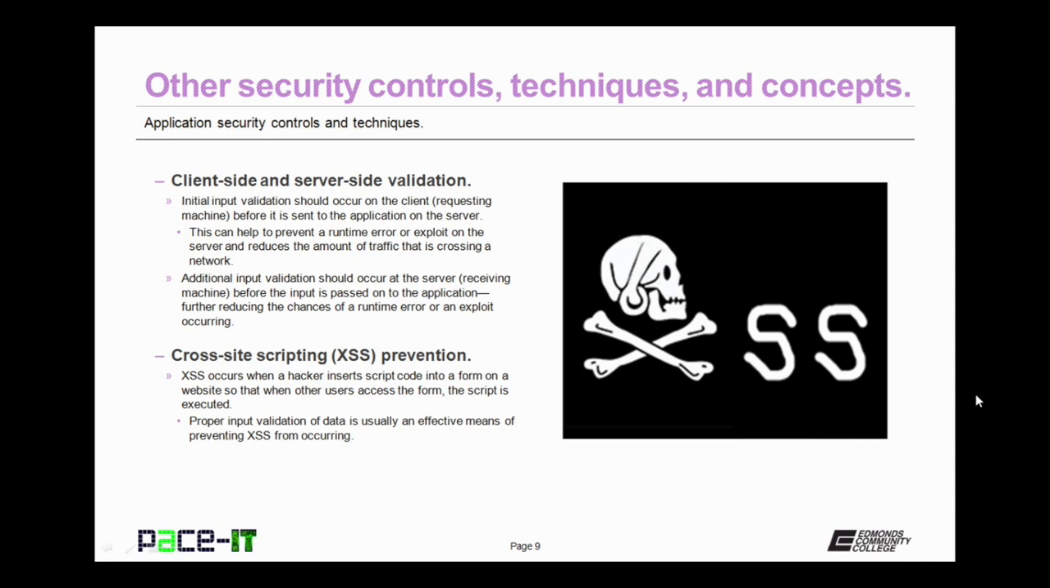Cross-site scripting prevention is also important. Cross-site scripting occurs when a hacker inserts script code into a form on a website so that when other users access the form, the script is executed. Proper input validation of data is usually an effective means of preventing cross-site scripting from occurring.